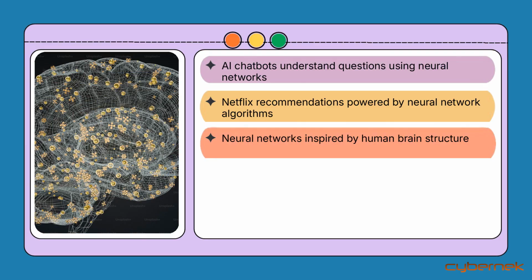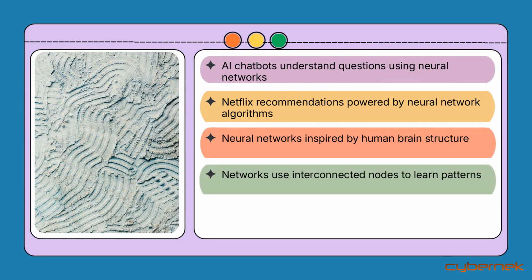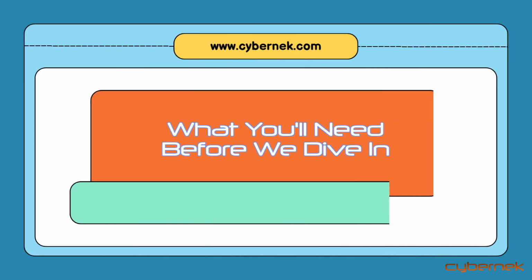Neural networks are essentially computer systems inspired by the human brain. Just like how our neurons connect and fire to process information, artificial neural networks use layers of interconnected nodes to learn patterns from data.